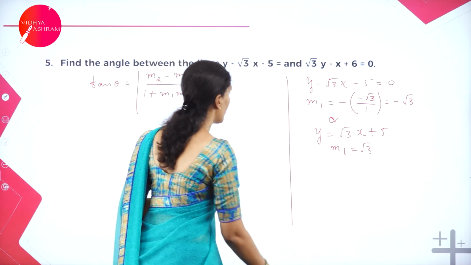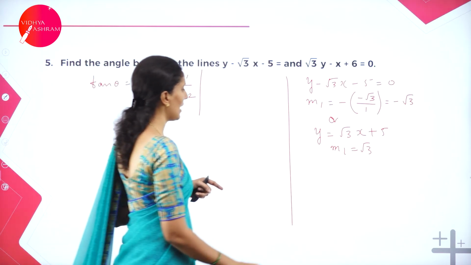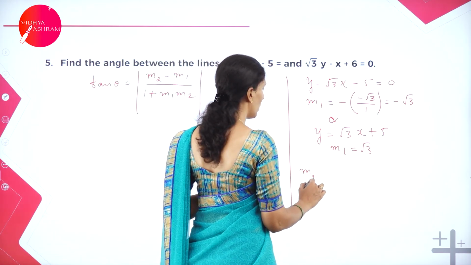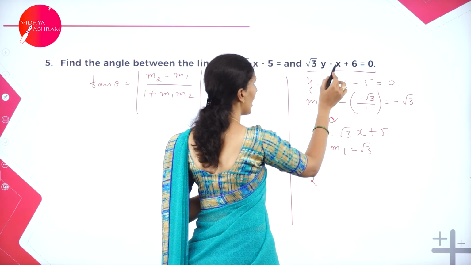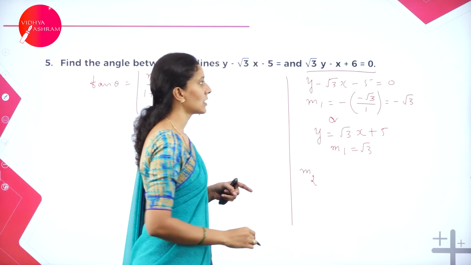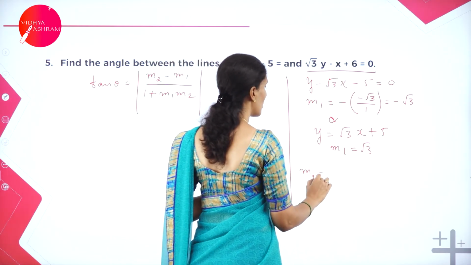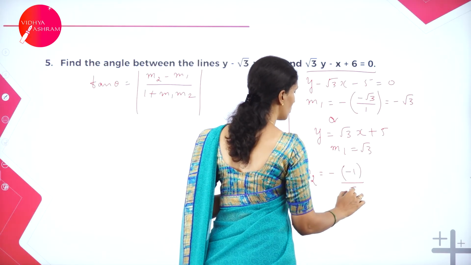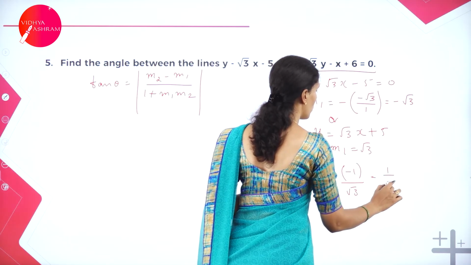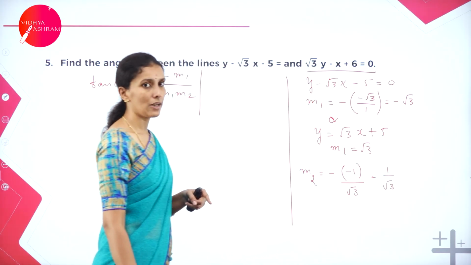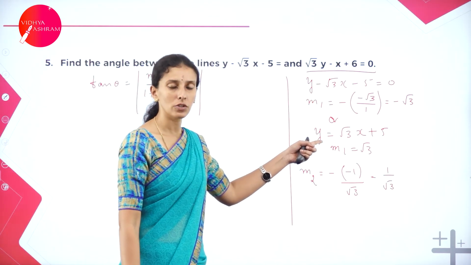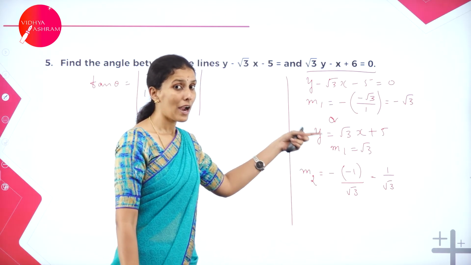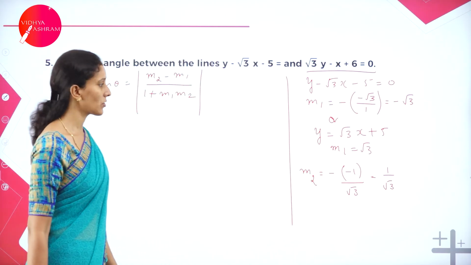Next, I need to find the slope of the second line. So that is m2. m2 is here, a is minus 1, b is root 3. So it is minus of minus 1 divided by root 3, which is equal to 1 by root 3. So this is the second slope. Or again you can convert this into y is equal to mx plus c form, and you can find m2 is equal to 1 by root 3.